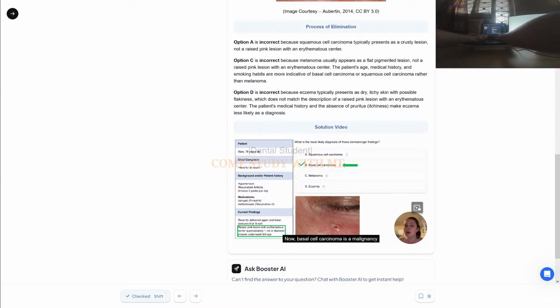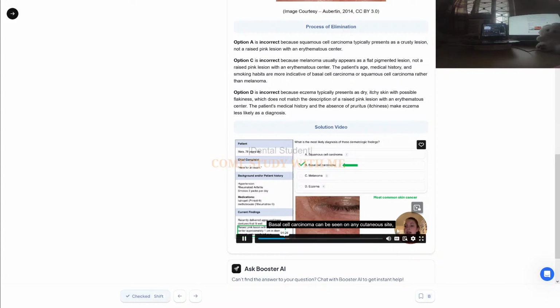Now, basal cell carcinoma is a malignancy of surface epithelial origin that arises from the basal cells of the epidermis, which explains its name, and it's actually the most common skin cancer. This is most common in those over 40 with a fair complexion, and risk factors include chronic and intermittent sun exposure and frequent sunburns. Basal cell carcinoma can be seen on any cutaneous site, but affects the head and neck 80% of the time, with the middle 1/3 of the face or the mask area being the most common location, and this is where our lesion was found.